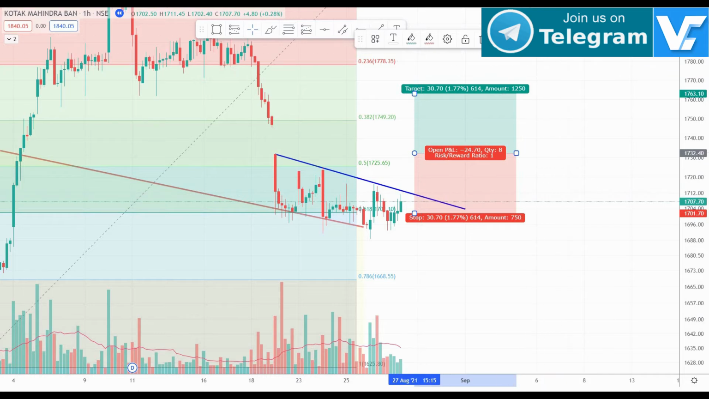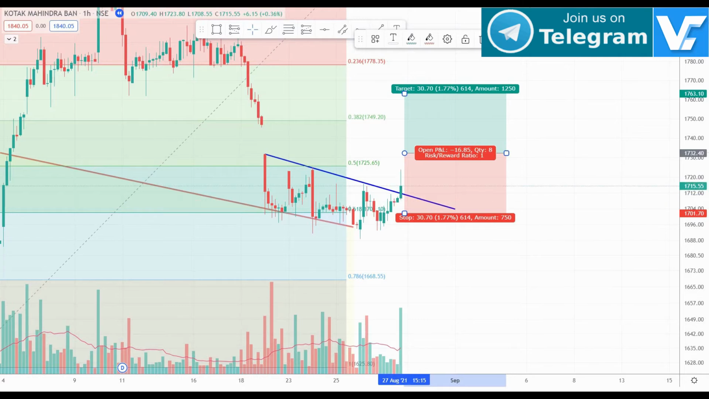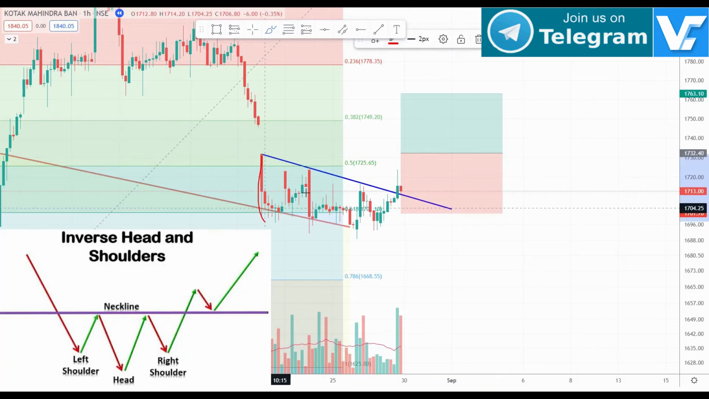Wait for the price action. We can see an inverse head and shoulder pattern and it breaks the neckline as well. So wait for the price action.